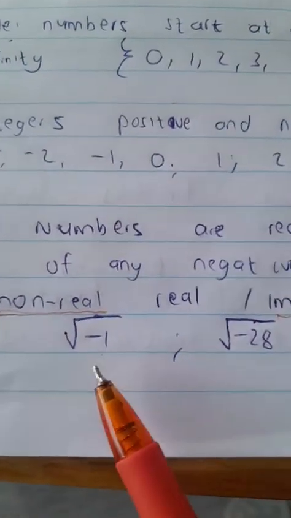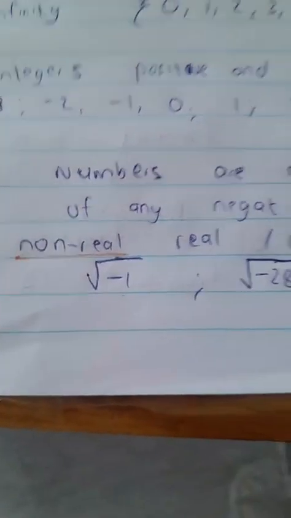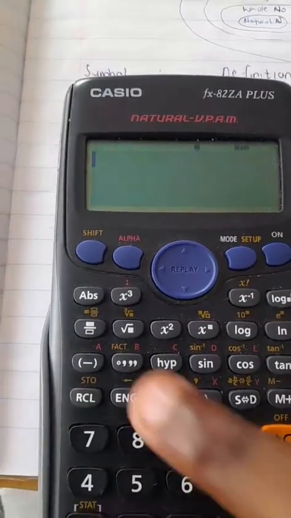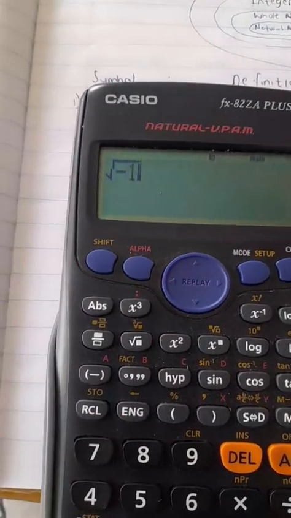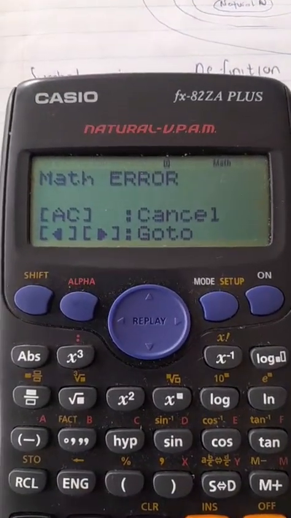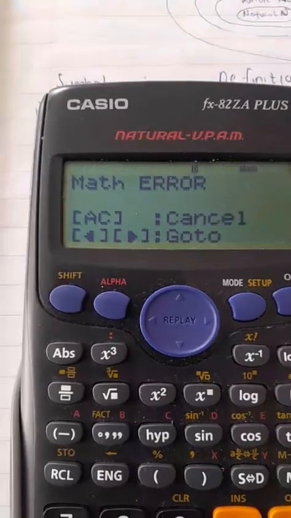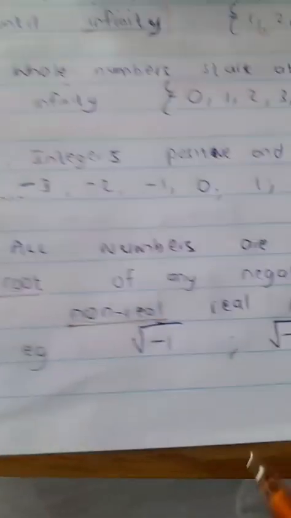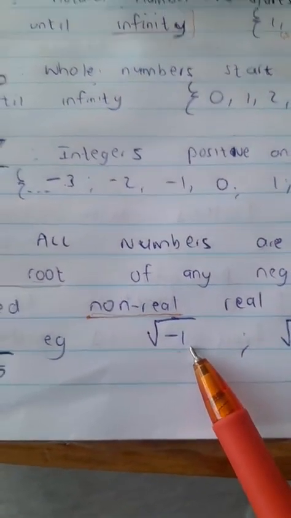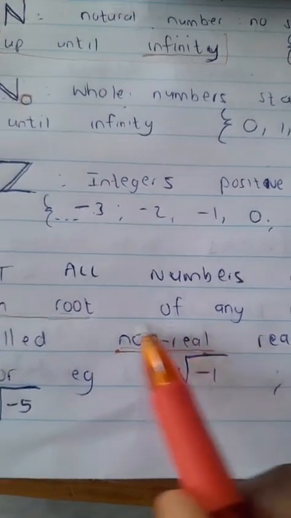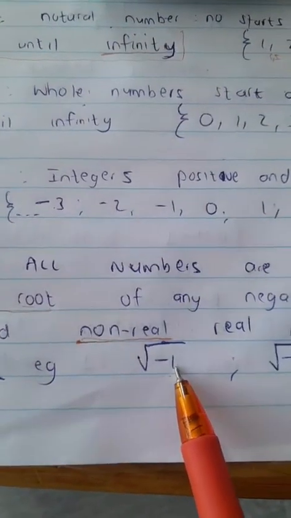If you take, for instance, the square root of -1. Guys, I'm just going to show you something. If you go to your calculator and type in the square root of -1, and then you say equal, this is what happens. Maths error. Now this maths error indicates that these numbers are not real numbers, but non-real numbers. These are all negative numbers.